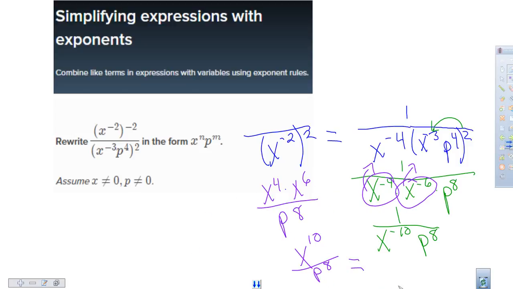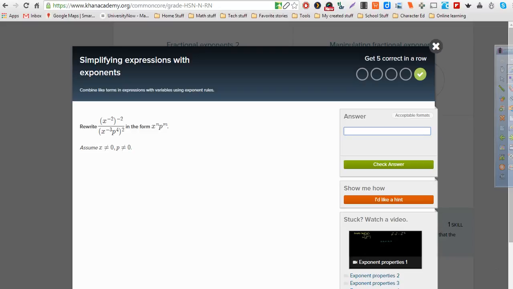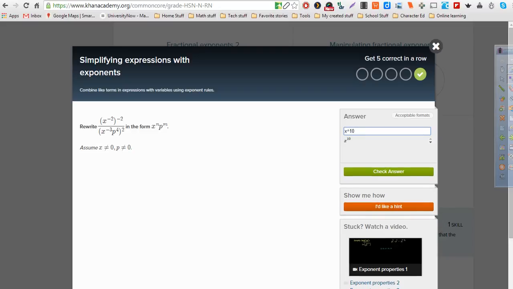Now how do I write that as a fraction in this form without putting the p in the denominator? Well, because this is in the denominator, I'm going to move it back into the numerator, so I get x to the 10th times p, but when I move it back up here, it makes that 8 negative. So there's my good answer right there, x to the 10th times p to the negative 8th. So x to the 10th times p to the negative 8.